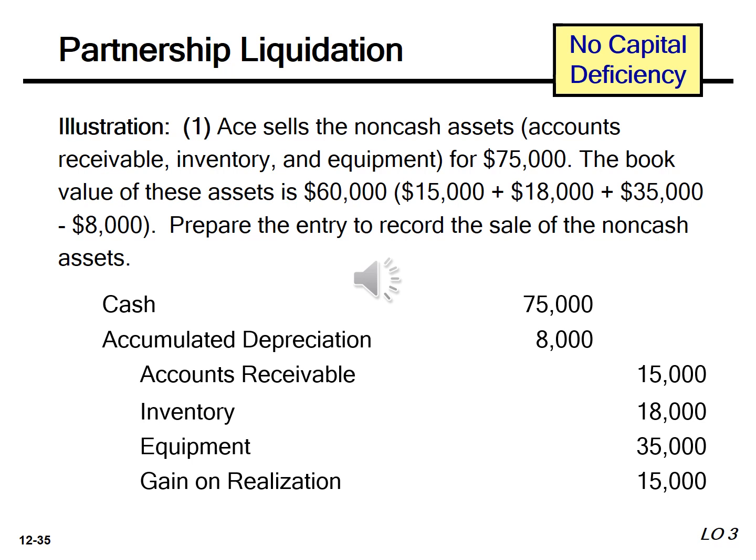And to record this, we're going to debit cash, $75,000, being the cash that we received from Jackson Company for the sale. And we're also going to debit accumulated depreciation, which we know is $8,000. These two debits are going to be offset by the following credits: accounts receivable, $15,000. Inventory, $18,000, equipment, $35,000, and of course the remainder, which is the difference between the book value of these non-cash assets and the amount we actually realized, is going to be credited to gain on realization account, $15,000.